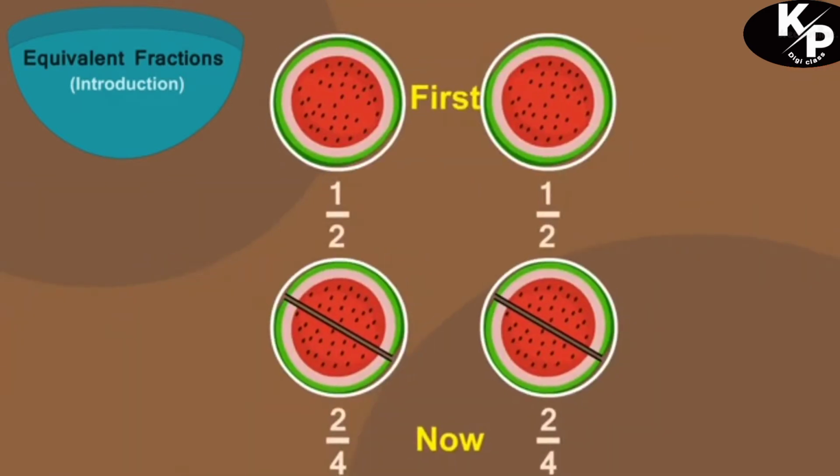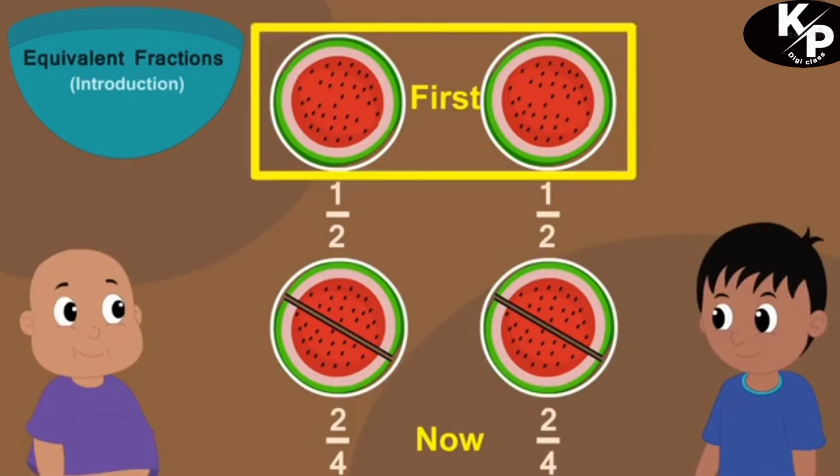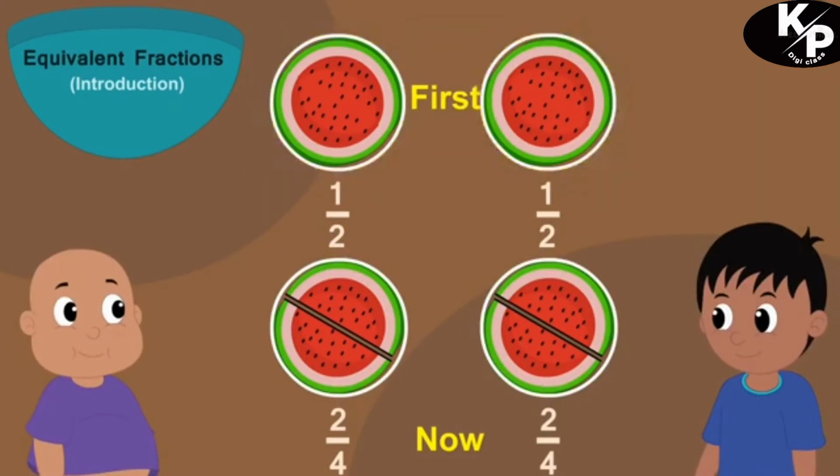Absolutely right. Both are getting as much watermelon as before. Earlier, Raju and Bablu were getting 1 part out of 2. That is 1/2 parts. And now they are getting 2 parts out of 4. That is 2/4 parts. Here, this 1 part is equal to these 2 small parts.